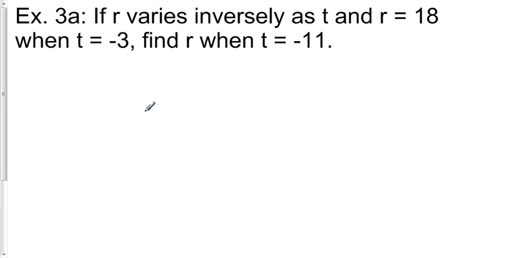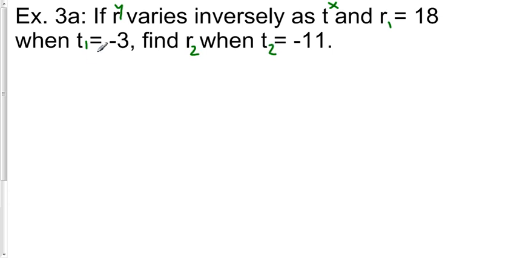So here's our example. R varies inversely as t. R equals 18 when t equals -3. Find r when t equals -11. Okay, so what we really have here, think of r as your y value, t as your x value. We have r1, t1. We need to find r2, and we know t2 is -11.